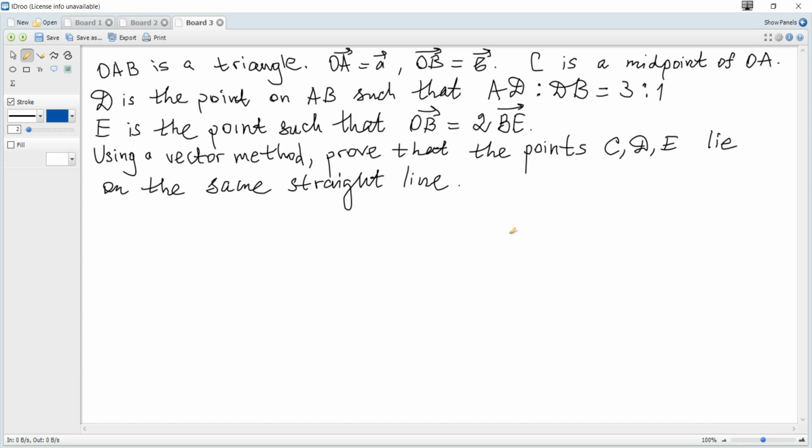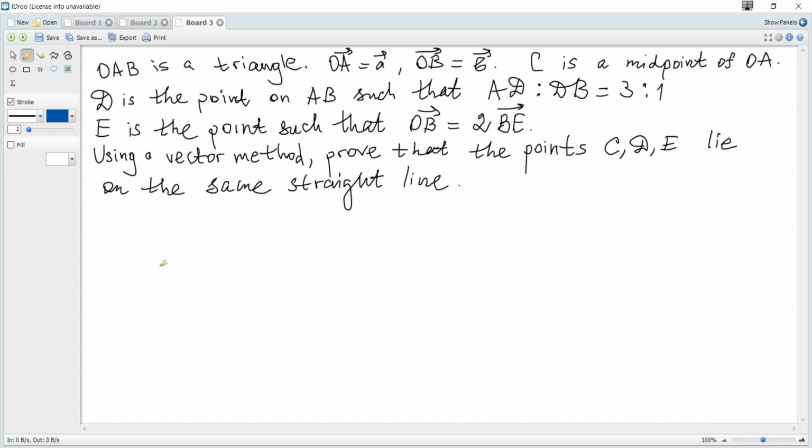OAB is a triangle, OA vector is vector A, OB vector is vector B, C is a midpoint of OA, D is the point on AB such that ratio AD to DB is 3:1, E is the point such that OE vector is 2 times vector B. Using a vector method, prove that the points C, D, E lie on the same straight line.